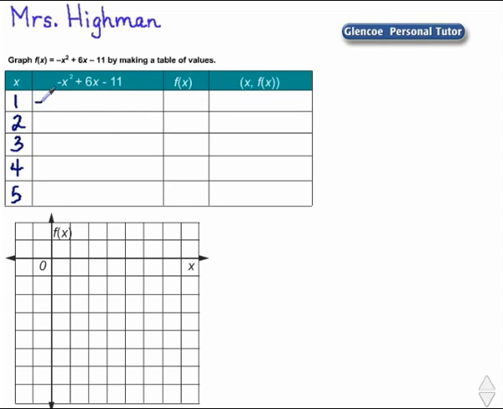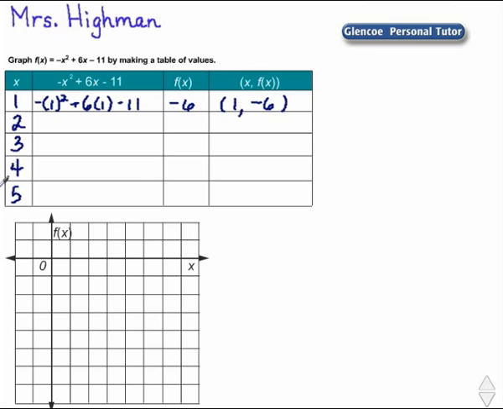So we have the opposite of 1 squared plus 6 times 1 minus 11. And if we evaluate that, simplify, we get negative 6. And in our last column here of the table, we're going to write that as an ordered pair, the x value first, which was 1, and then f of x, which is really our y value, so that's negative 6.